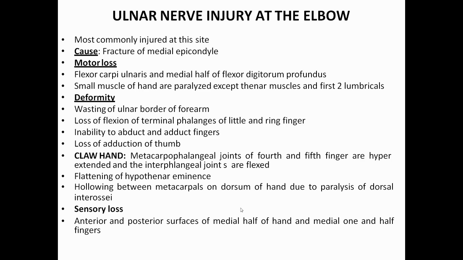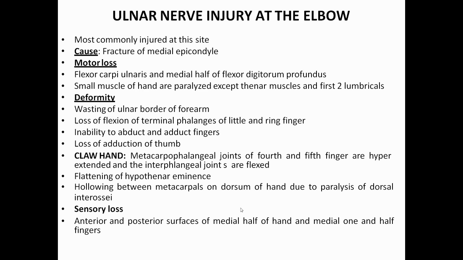Now we will see the injury of the ulnar nerve at the elbow. It is most commonly injured at this site. Fracture of the medial epicondyle is the cause. Motor loss: flexor carpi ulnaris, the medial half of flexor digitorum profundus, and the small muscles of the hand are paralyzed except the thenar muscles and the first two lumbricals.